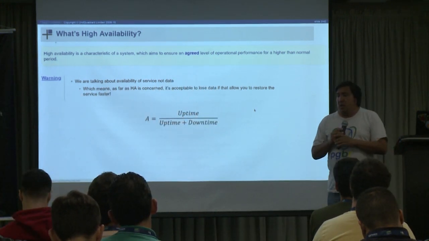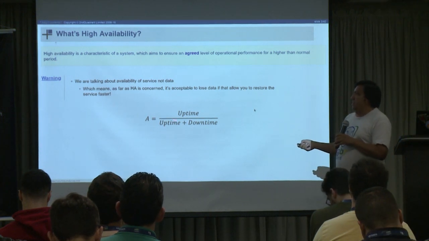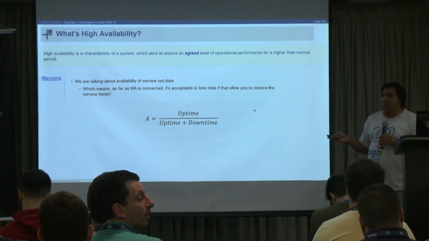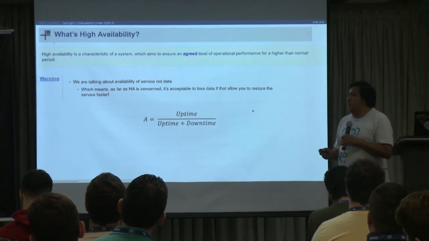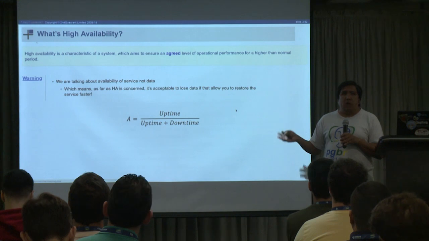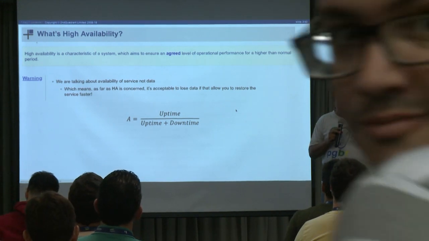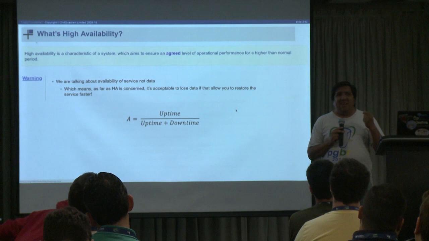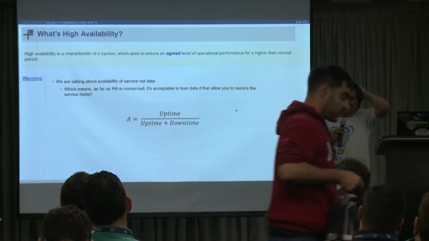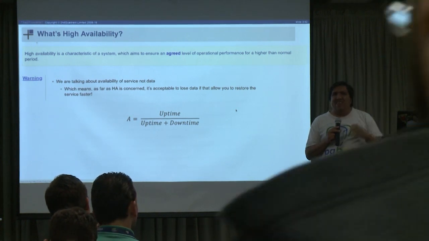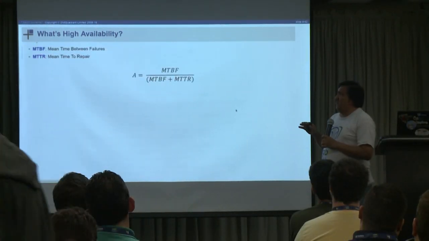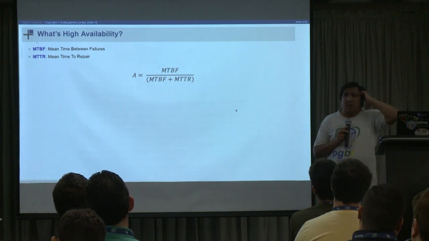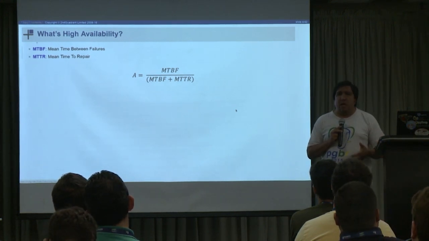And this formula tries to get the availability in a percent unit. So it uses uptime plus downtime divided. Now, this is the simplest form of this formula, and this only considers times, which is very simple. Now there's a version of the formula which is a little more complete, which considers mean time between failures and mean time to recover.